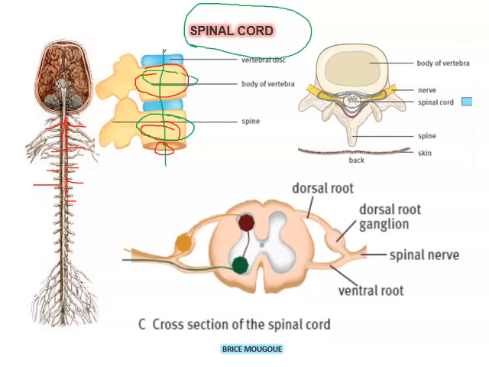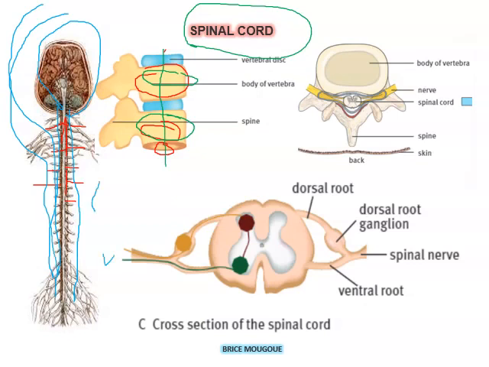Added to that, if we can remember, we have the meninges. Remember, the meninges are 3 membranes that surround the whole central nervous system from the brain to the spinal cord, like 3 plastic bags. We always remember them as DAP: dura mater, arachnoid, and pia mater. So the spinal cord is also protected by those 3 membranes.